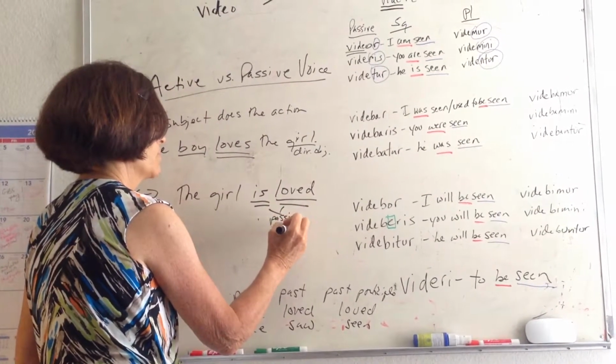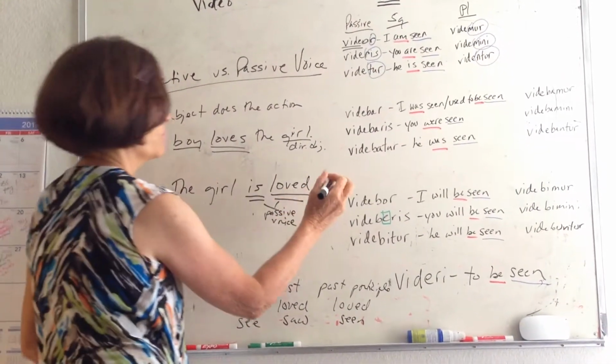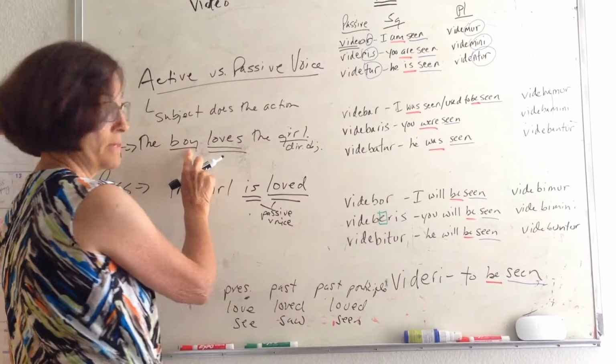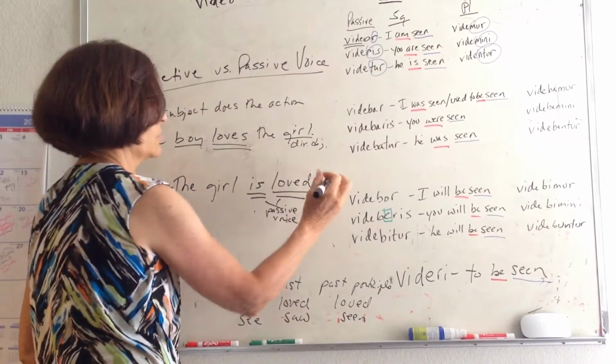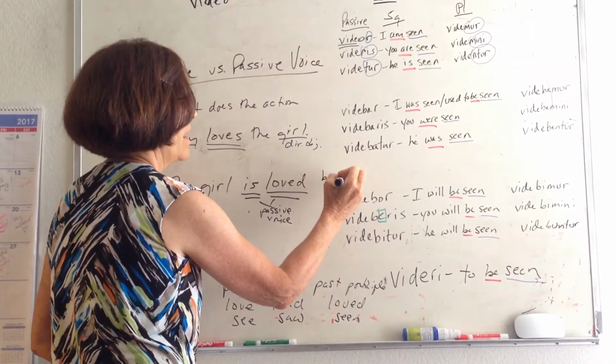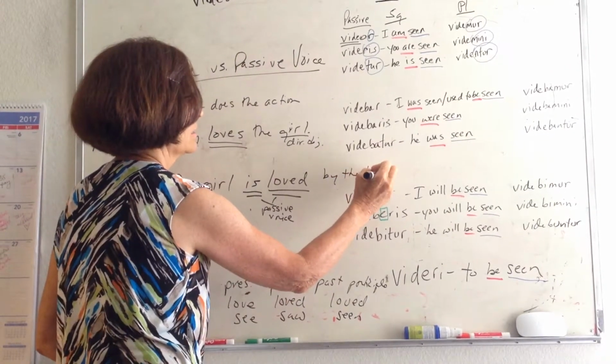Okay, now what do I do with the boy? I put the boy basically over here. It becomes the object of the preposition "by." The girl is loved by the boy.